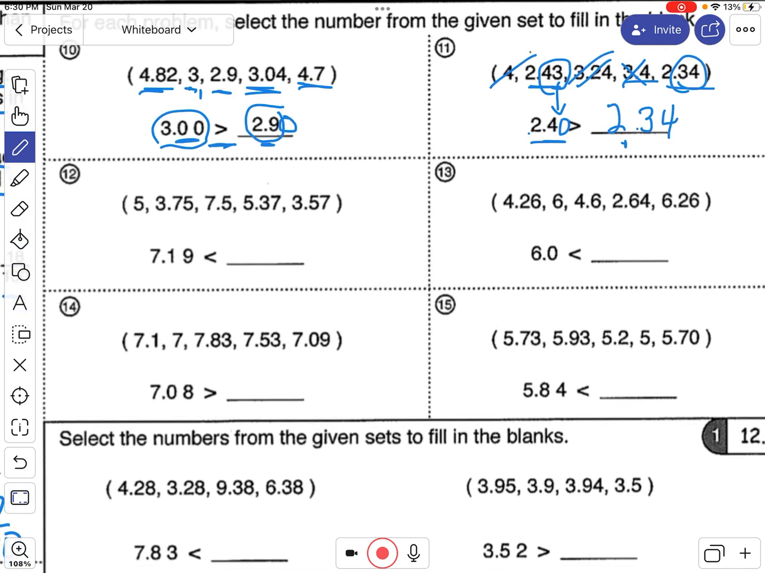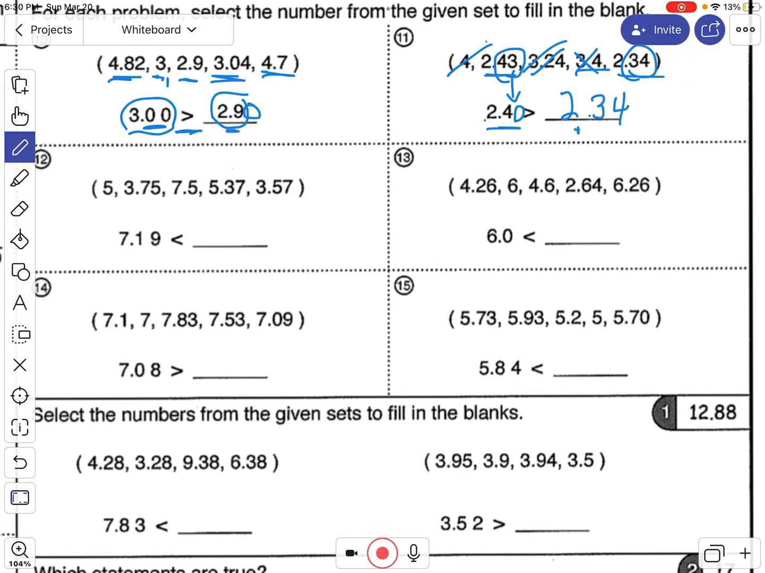How'd you do? Did you get that one right? All right, pause the video, do 12 through 15. Go all the way through 15. Turn it back on when you're ready to see the answers.